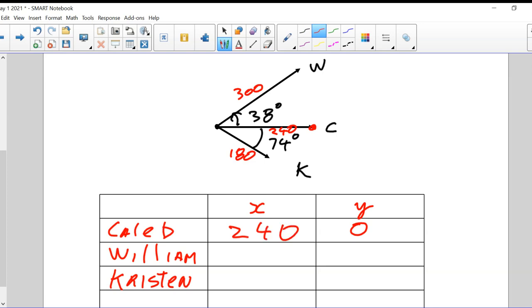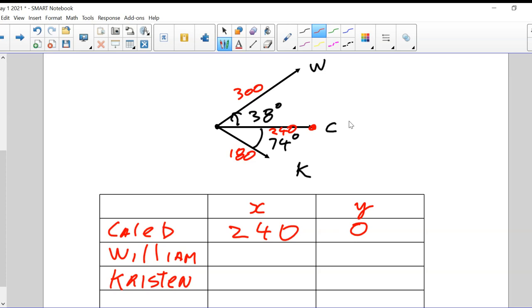Now, to get the William component, William is up here, 38 degrees, and I'm going to ask you to consider this rotation to be a positive rotation, 38 degrees going in a counterclockwise direction. So what would that look like on a grid in terms of the x part of that? I'm just going to ask you to tell me. Remember, it's 300 newtons long. That's the length of the vector. How would I find the x part of that, in other words, the horizontal part?